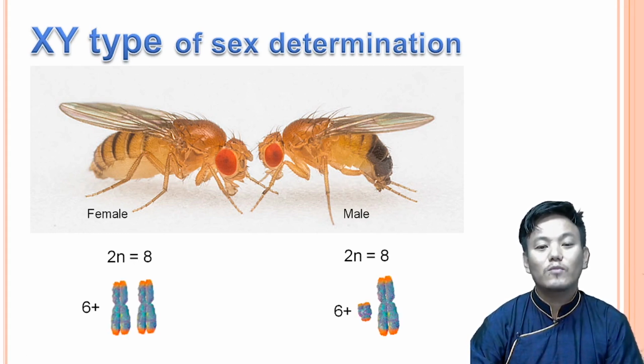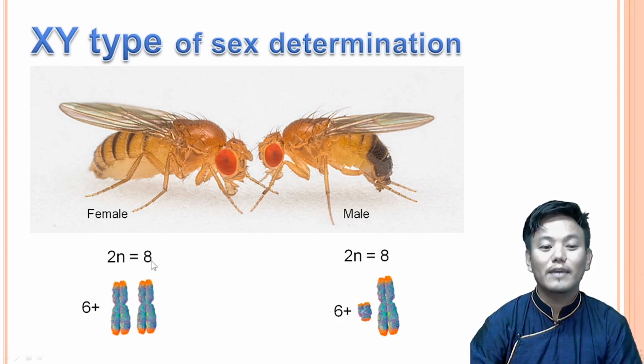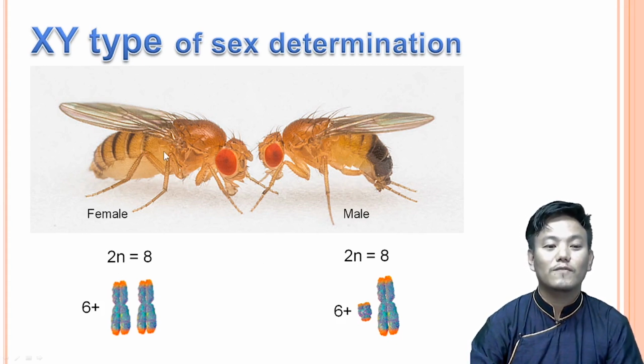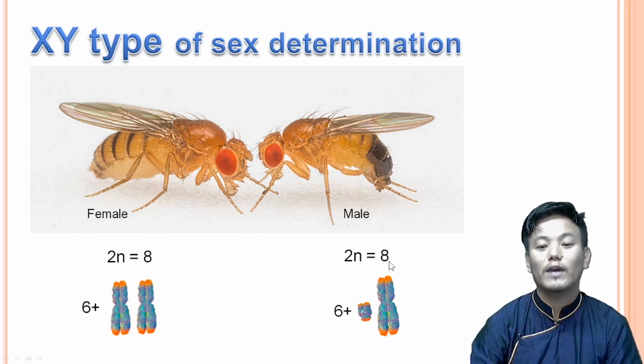The total number of chromosomes in male and female will be the same. Unlike the XO type of sex determination, in XY type of sex determination, the chromosomal number will be the same in both the male as well as the female individual. So here, the female will have 8 chromosomes in total, and males will also have 8 chromosomes in total. So the 2n number is 8 for both. So the difference lies in the composition of the sex chromosome.